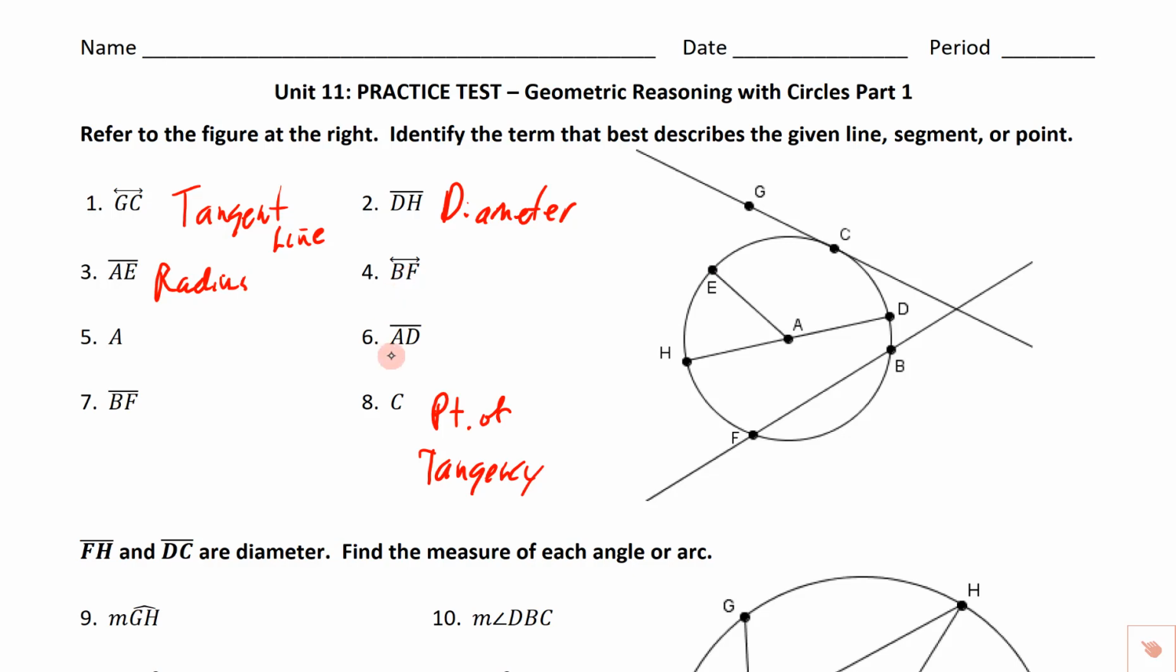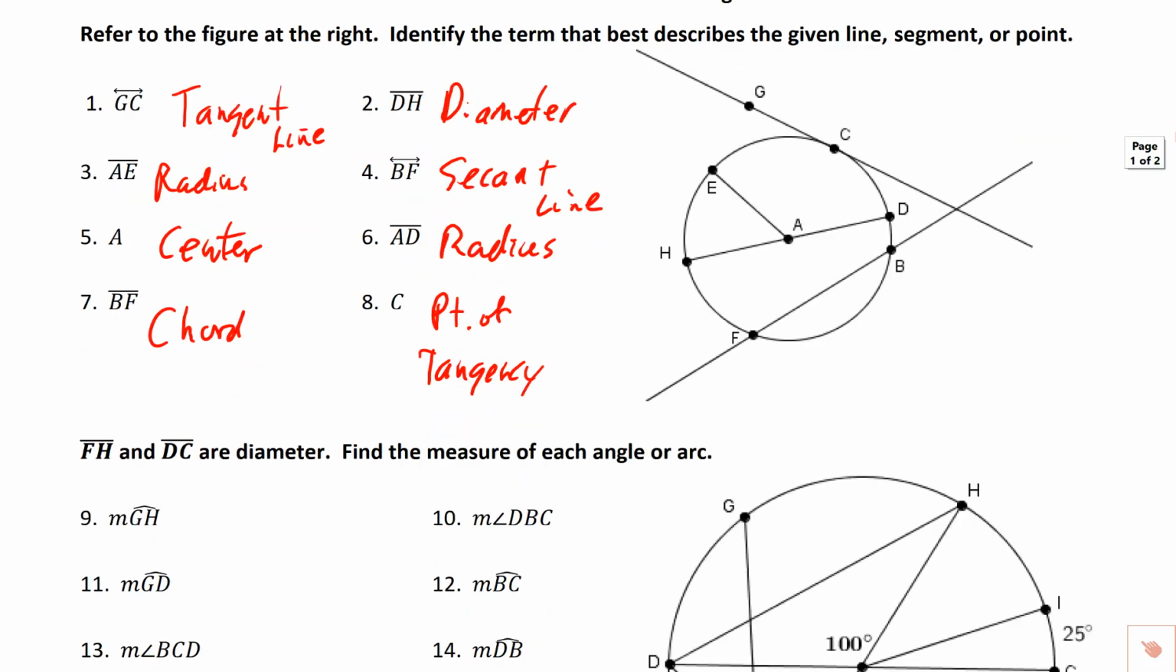Line BF, so BF goes like this. So this is called a secant line. If we were to stop that just at B and F and we made it a segment, then it would be a chord, but that's going to be a secant line. So BF is down here. That's a chord. And then A, of course, that's the center of the circle. And rounding it off, AD, that is also going to be a radius. Okay, so pretty easy, just got to know the vocabulary there.